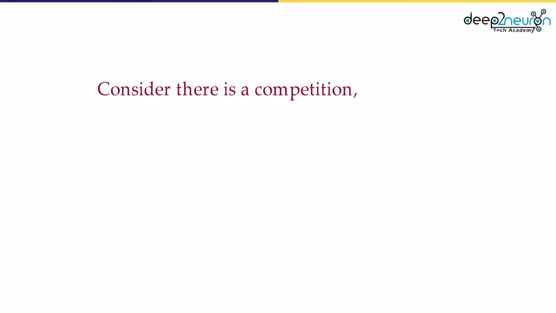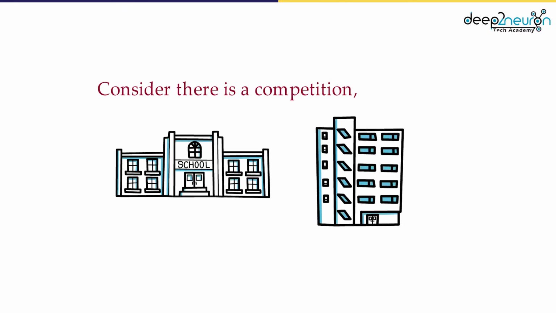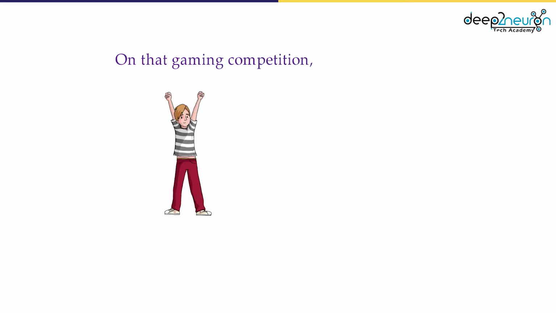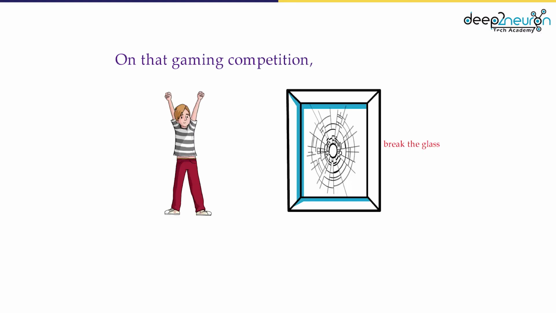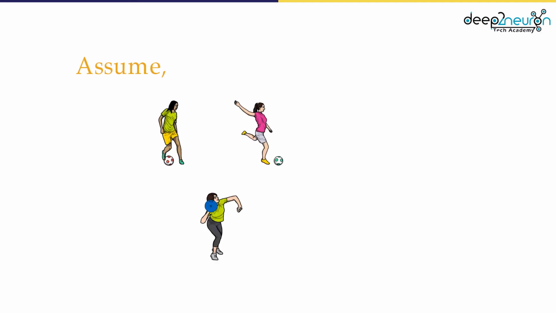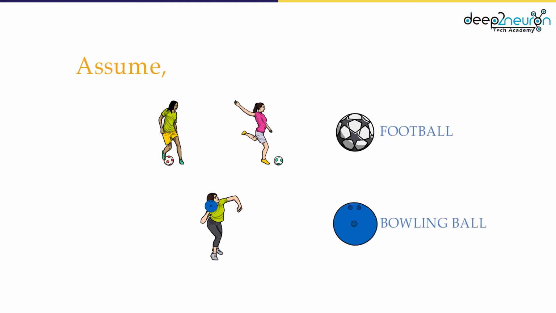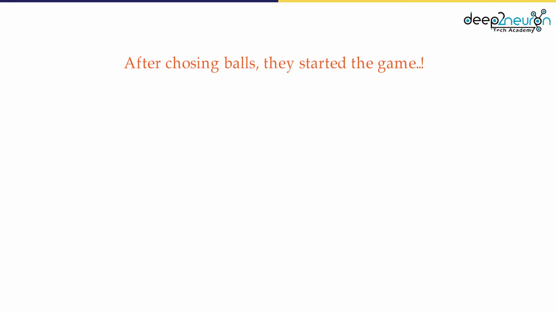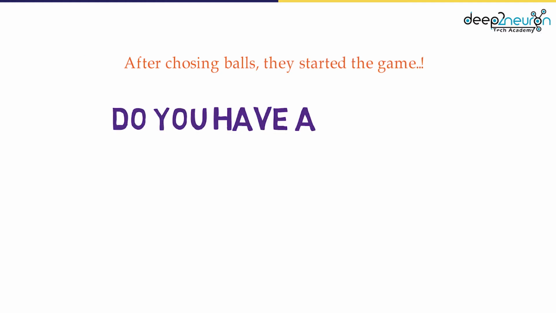Consider there is one competition conducted in your school or college. In that gaming competition, people have to break the glass by using a ball in a single attempt. They can choose any ball on their wish. Assume that 3 players were participating in that competition. Among those 3 players, 2 players choose football and another player chooses a bowling ball. After choosing the ball, they started their game.